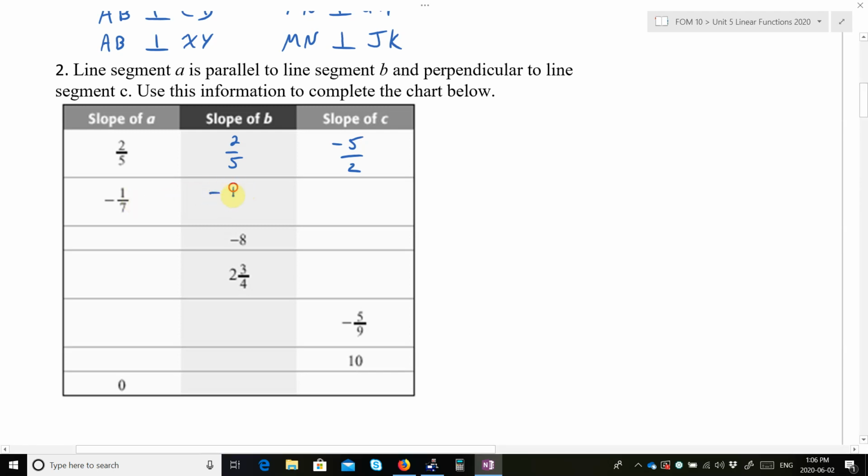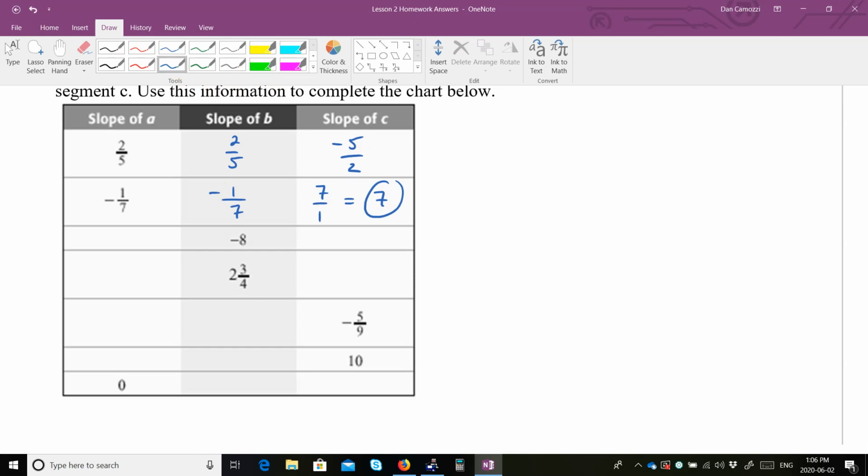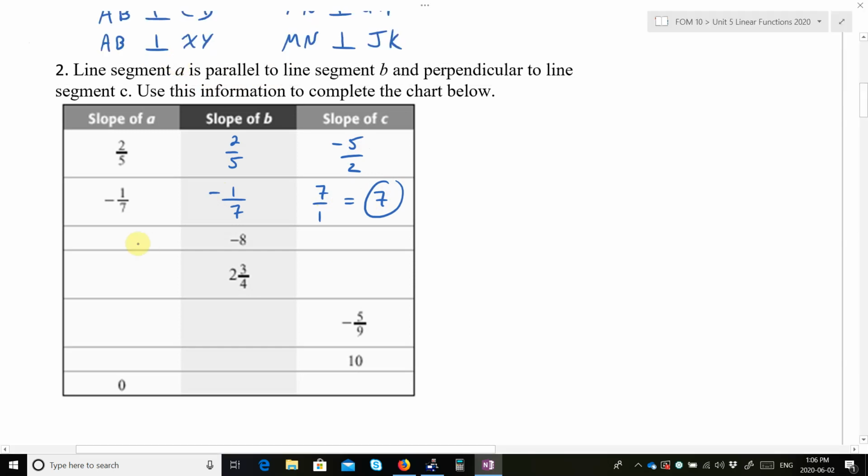This one will be the same slope. Over here, we have to flip the 1 over 7 to 7 over 1 and change its sign to positive. You could write it as 7 over 1, but more commonly it would be written just as 7. The slope of B is negative 8, so is A. Negative 8 is sitting over a 1, so the flip of that is 1 over 8, and it has to have the opposite sign, so it's positive.